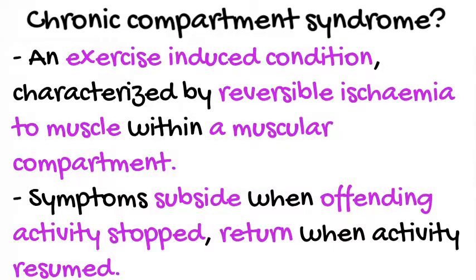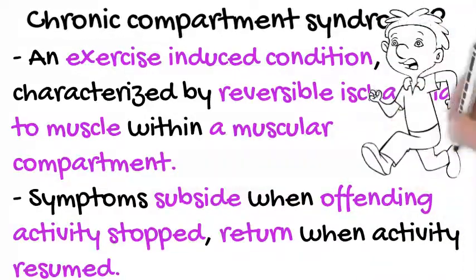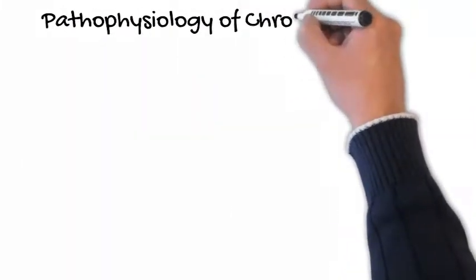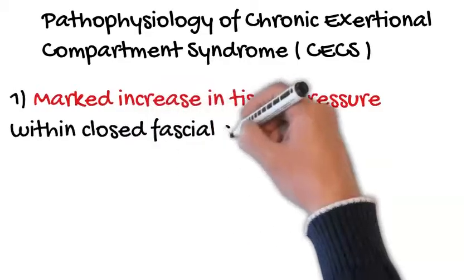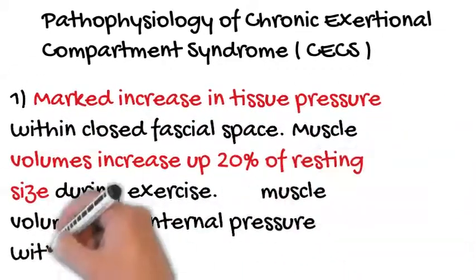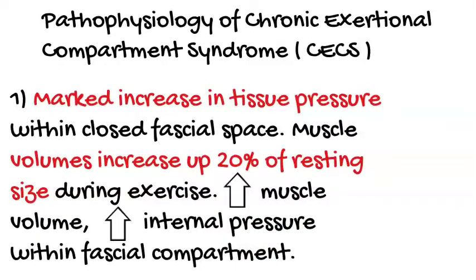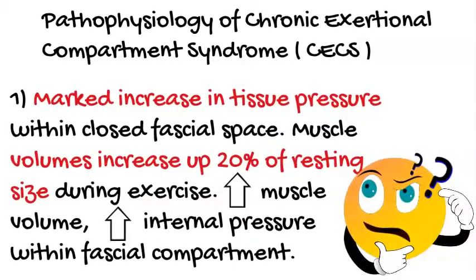What is the pathophysiology of chronic exertional compartment syndrome, CECS? 1. It is due to a marked increase in tissue pressure within the confinement of a closed fascial space during exercise. Muscle volume can increase up to 20% of its resting size during exercise. An increase in the muscle volume can cause an increase in the internal pressure within the fascial compartment.